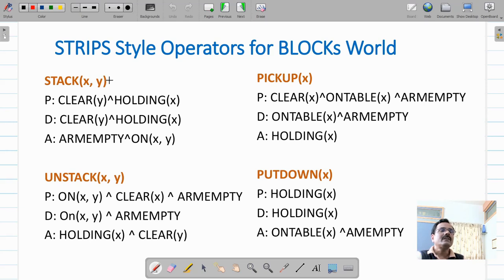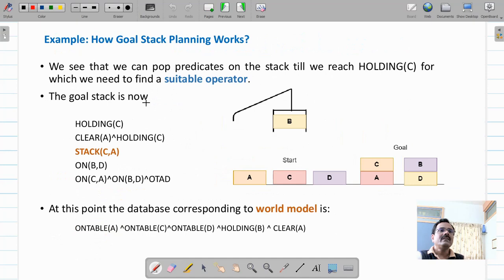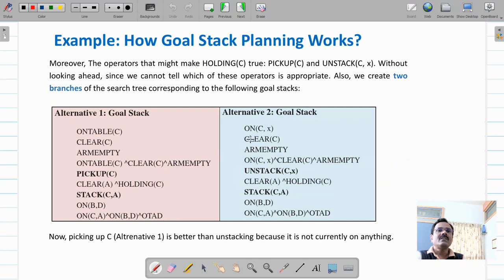To apply this stack operation, the preconditions are clear Y and holding X. So holding X is C here. Stack C you are going to perform. So holding C, that's what we are trying to prove. Go back. Holding C we are trying to prove. Again, to prove this on CX, one of the preconditions is holding C. So unnecessarily your efforts will be wasted. So you will have to avoid this alternative 2. Alternative 2 is not suitable.